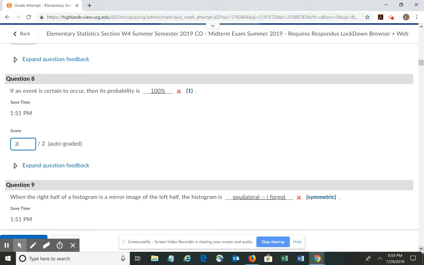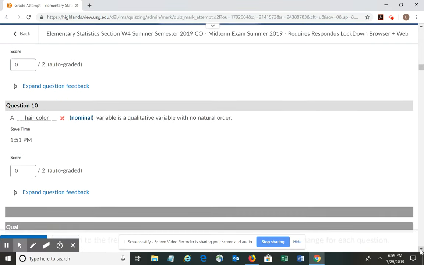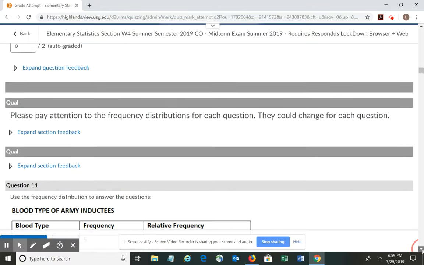All right, question 9, she got wrong. It's not called an equilateral histogram. So we won't give her credit for that one. It says a hair color. That's not the correct answer, so we leave it wrong.